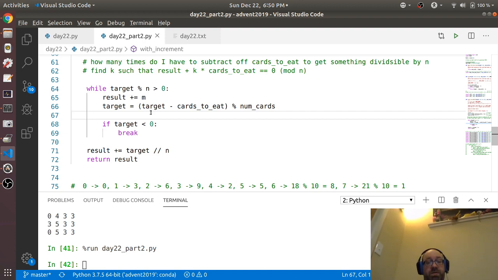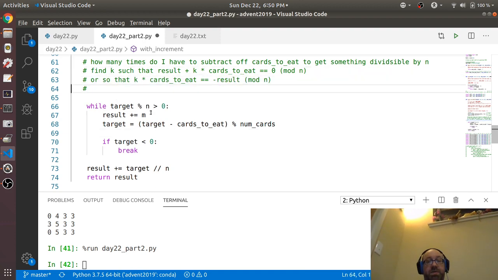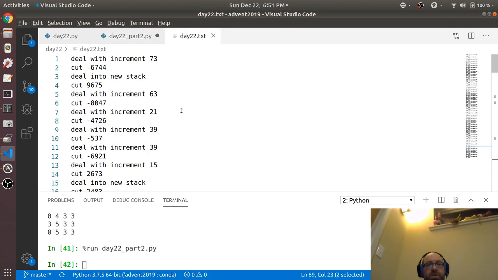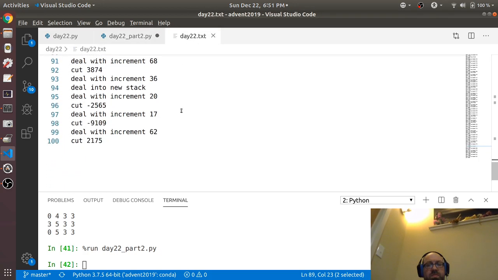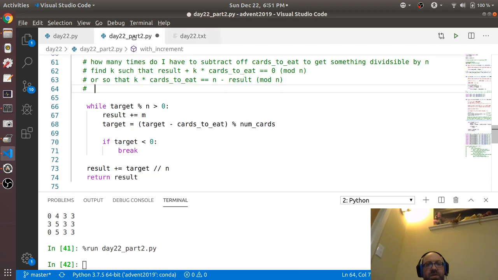So actually, I think I did want to have that. K times cards to eat equals minus results mod n. I'll just say n minus results. And then the n's here are not huge. In fact, they're all less than 100.